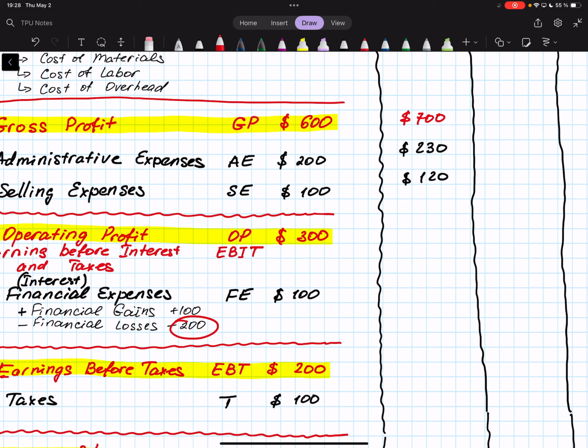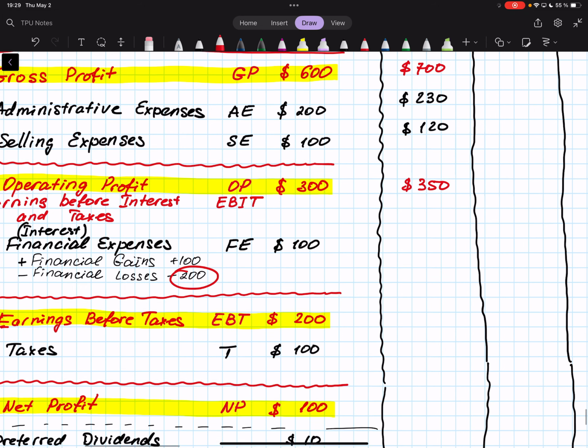So 230 plus 120 gives us 350. So 350 plus 350 gives us 700.